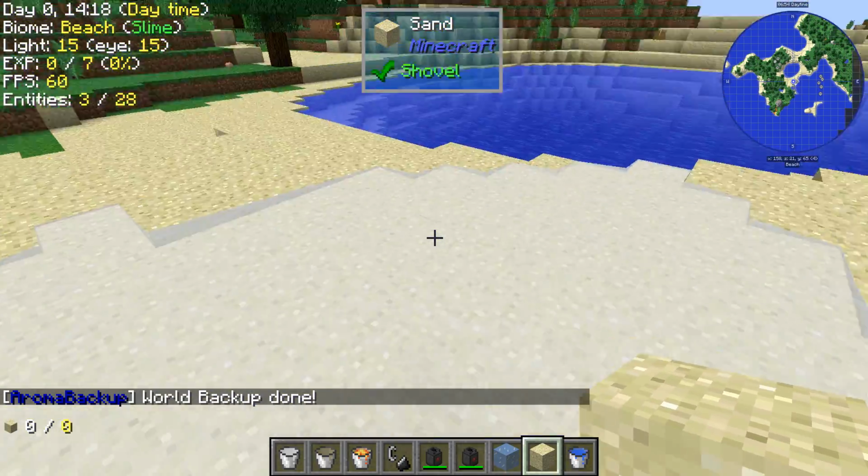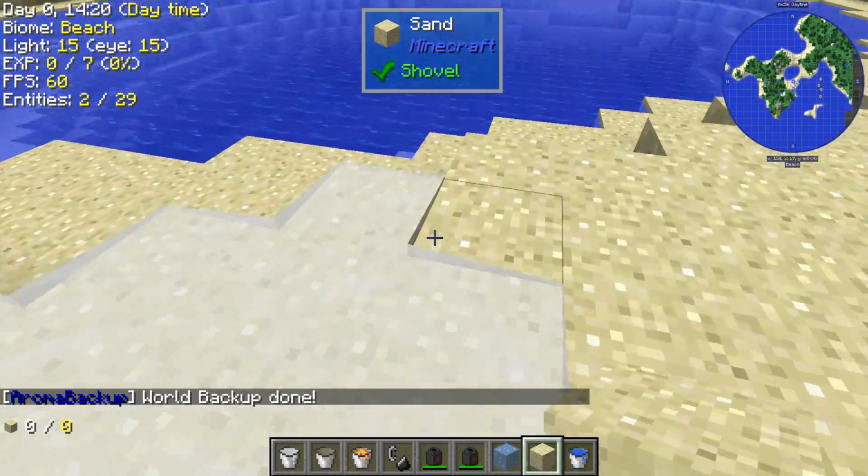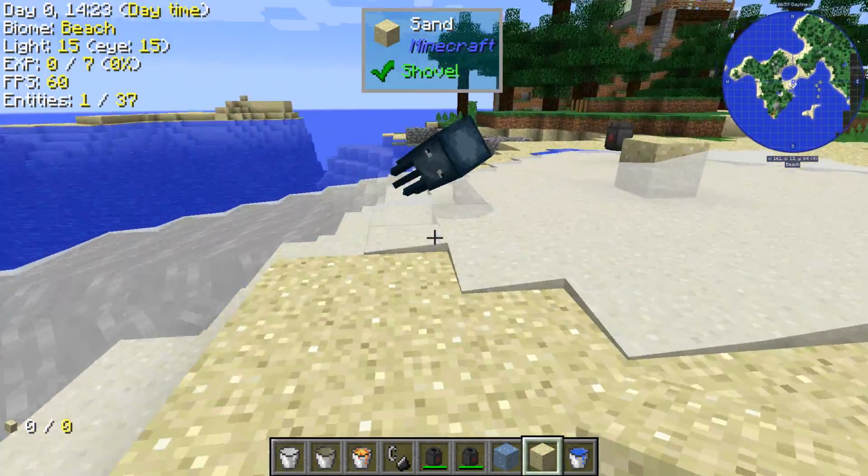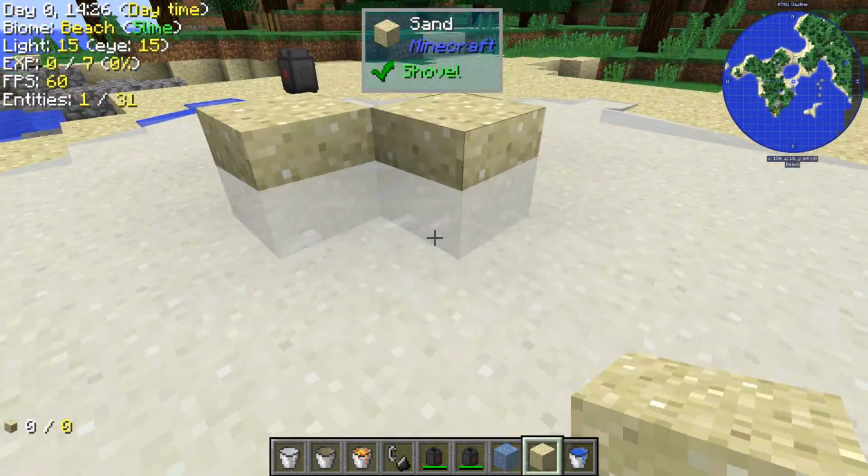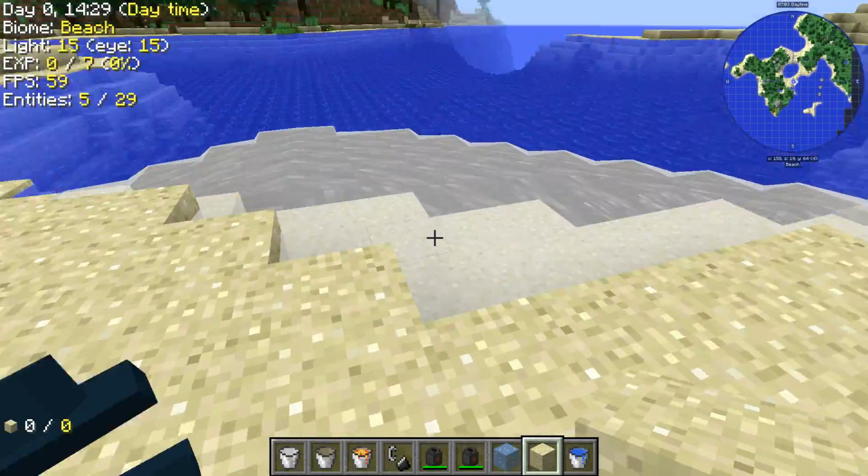A supercritical fluid, it's a fluid. It flows like this steam or like water does. And if we break the source block somewhere over here, it goes away.